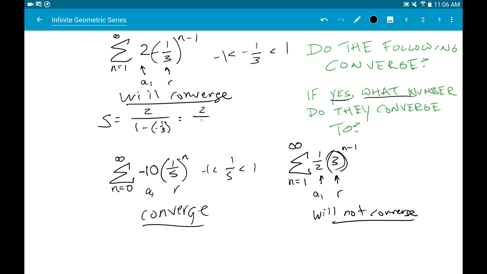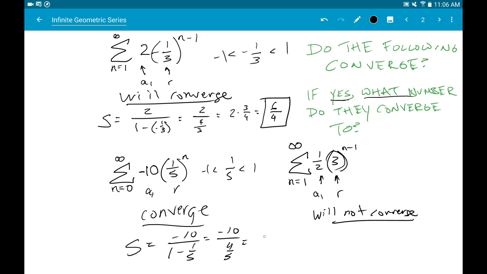So we've got 1 plus 1/3, which is 4/3. So I think this is going to be 2 times 3/4. So we got like a 6/4. Same thing down here. If we want what will it converge to, we've got a1 over 1 minus r. We've got -10. And then we've got like a 4/5. So we've got a -50 over 4. I hope my math's right.